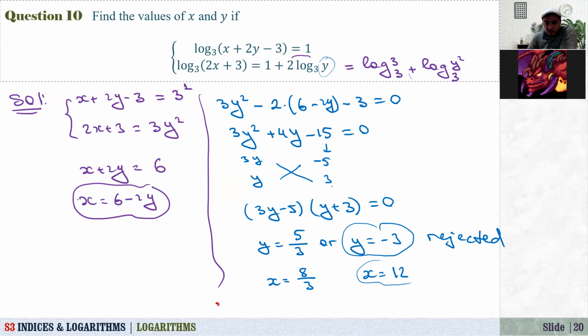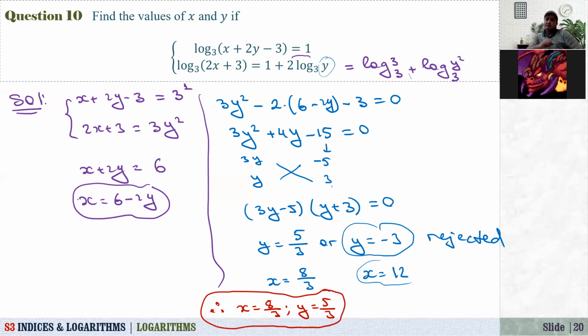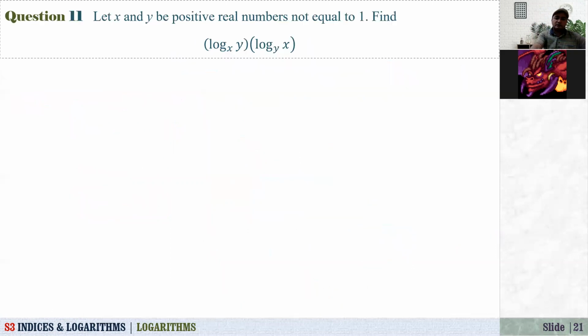x equals 8 over 3, and y is equal to 5 over 3. This is the solution of the given system. It has only one solution, and the solution contains x and y.